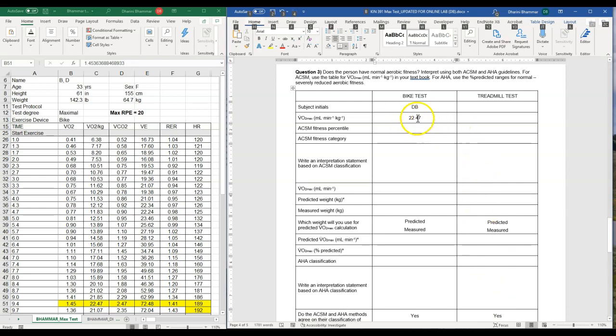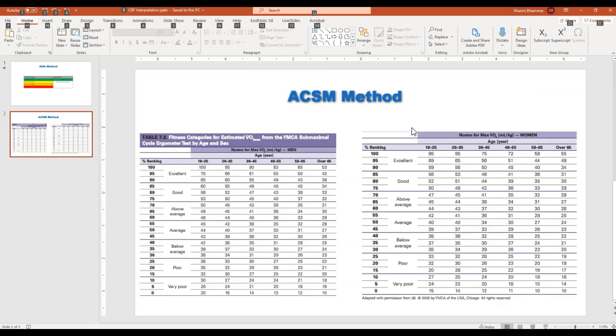So the first one, you have to write out what the VO2 max is in mLs per kg per minute. And so I've highlighted it here, 22.47, and moved that over. Now you have to figure out what the ACSM fitness percentile is. So you need to know 3 things here. You need to know whether it's a man or woman. So it's a woman. Then you need to know the age. So she's 33. I was 33 at the time. So it's in this age range.